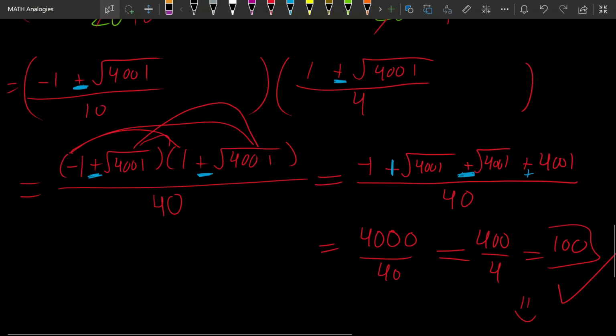And this time, instead of minus square root plus square root, we just have it backwards. We have positive square root minus square root. And that still cancels out to 0. So all we have is 4000 plus 0 still. And the bottom is unaffected, it's just 40. And that cancels out to 100 yet again. And there we have it. Both of those answers worked out perfectly.